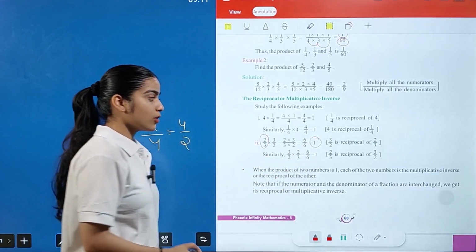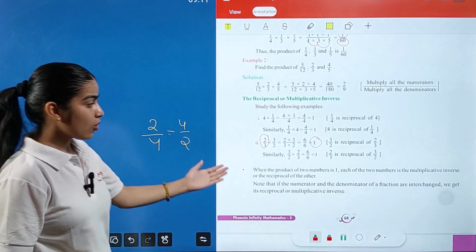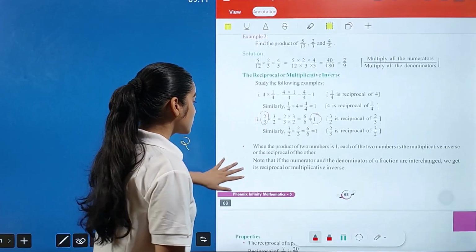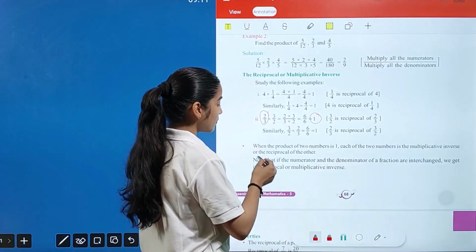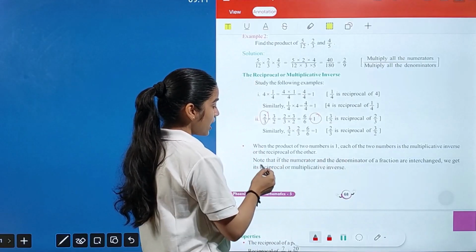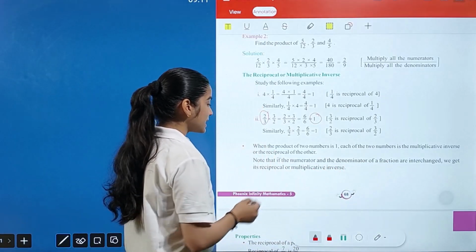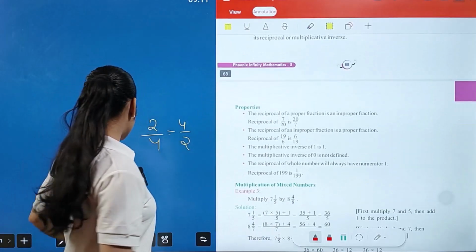So in this section, what we understand is, if we multiply a particular number with its reciprocal, we always get the final product as 1. So when the product of two numbers is 1, each of the two numbers is the multiplicative inverse or the reciprocal of the other. Note that if the numerator and the denominator of a fraction are interchanged, we get its reciprocal or multiplicative inverse.